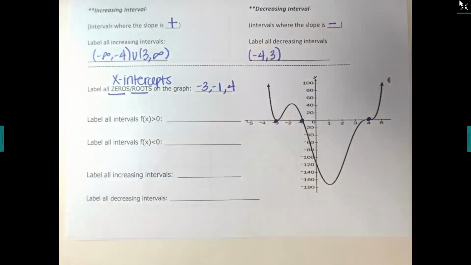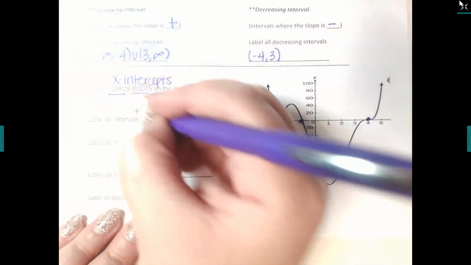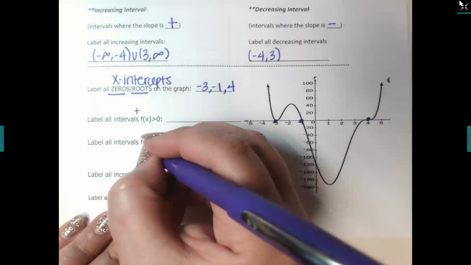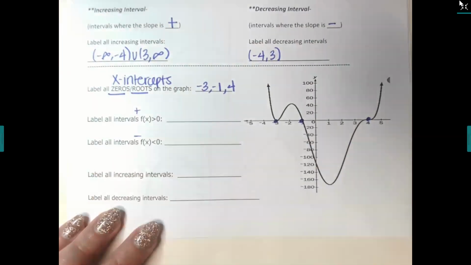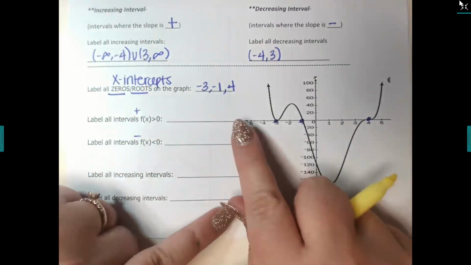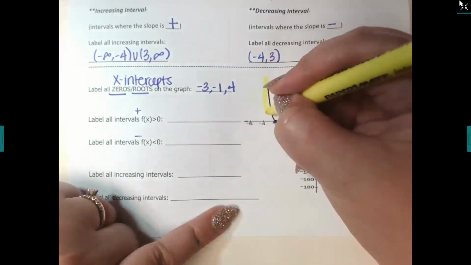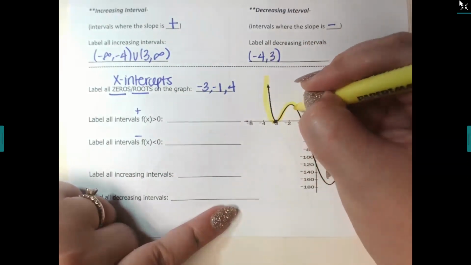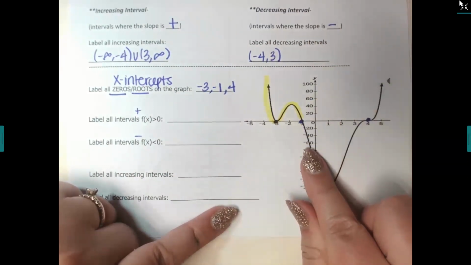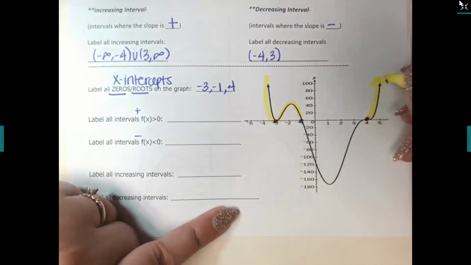Okay, next, I'm looking for f of x greater than 0. Remember, that's a positive interval versus f of x less than 0 would be a negative interval. Remember that positive is referring to sections of the graph above the x-axis. So if this is my x-axis, I'm looking at this is above. Okay, then it stays above. And then right here, we switch into the negative section. And then I'm back above here on this end.